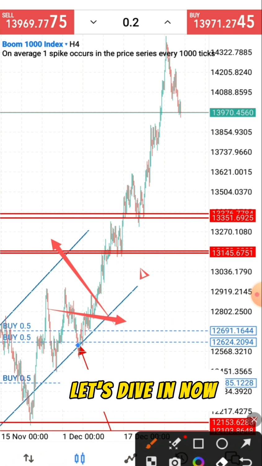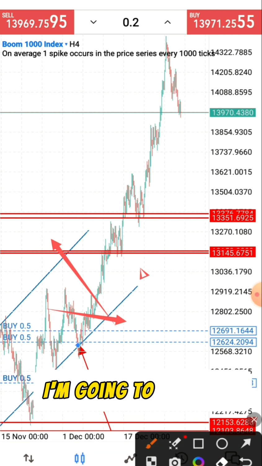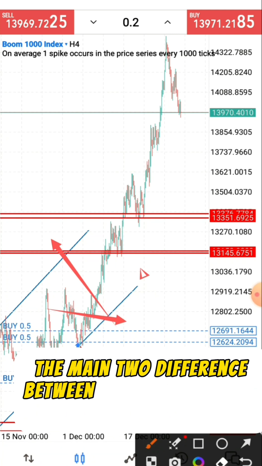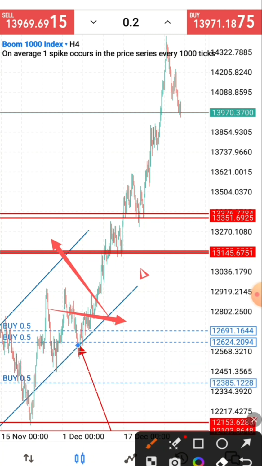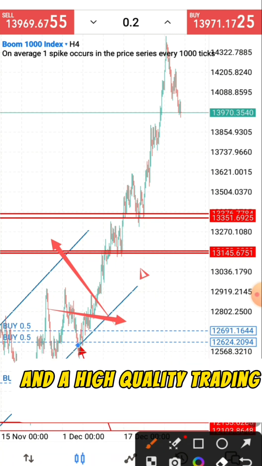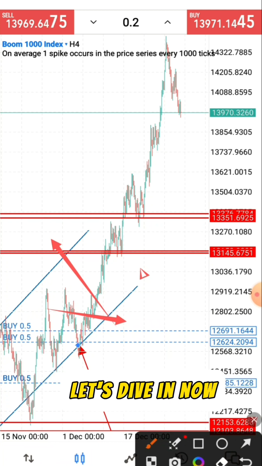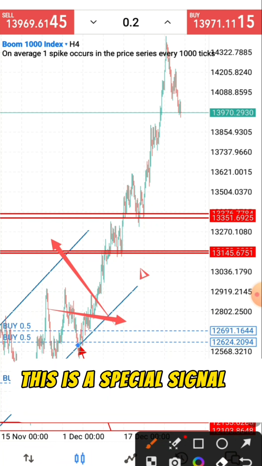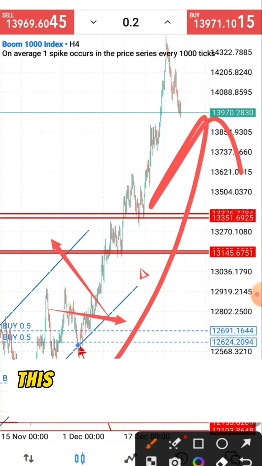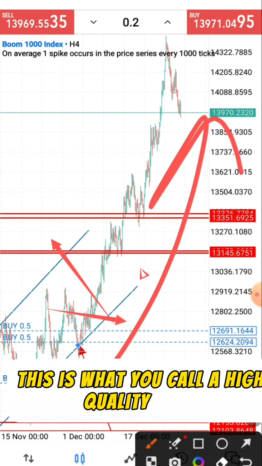Let's dive in now. In today's video, I'm going to show you the main two differences between a normal trading setup and a high quality trading setup. As you can see, this is a special signal I've been taking. You can see this is what you call a high quality setup.